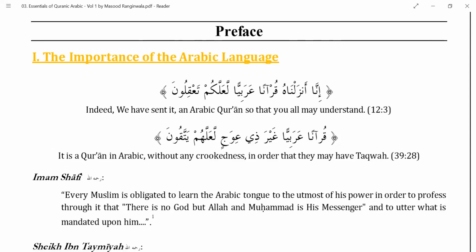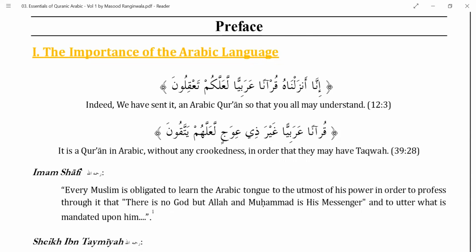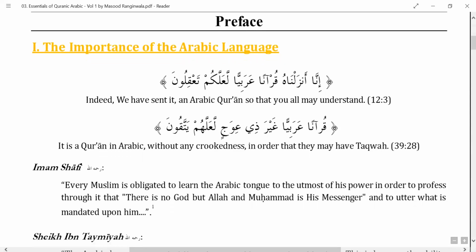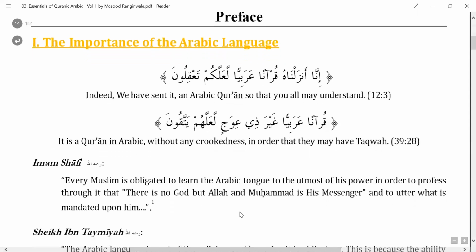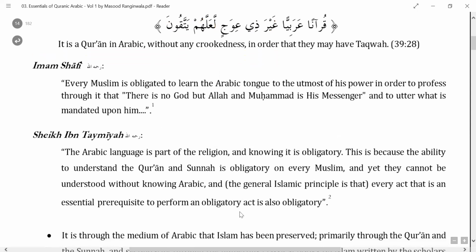Imam Shafi'i rahimahullah said that every Muslim is obligated to learn this language to the utmost of his power in order to profess through it that there is no God but Allah and Muhammad is his messenger, and to utter what is mandated upon him.